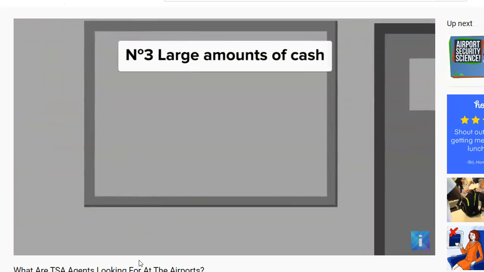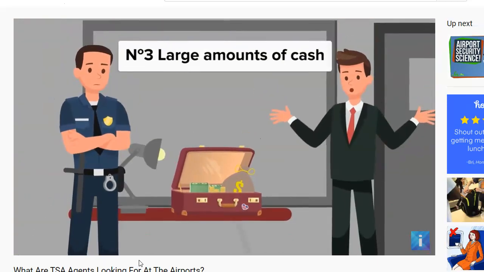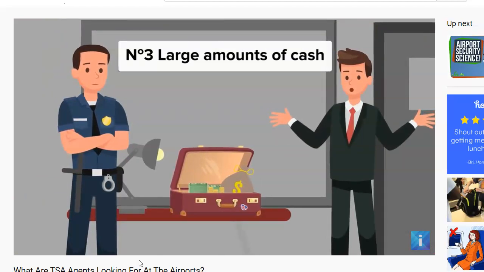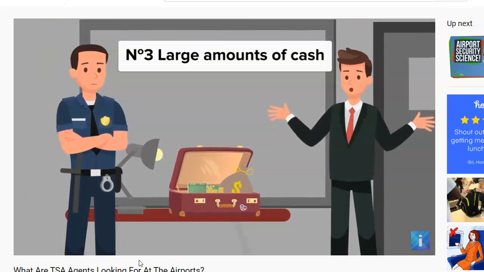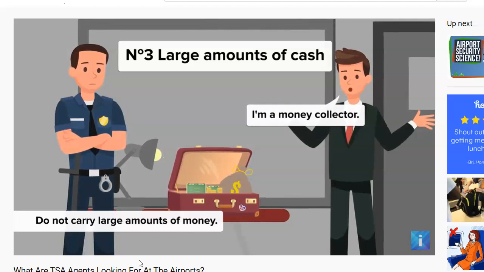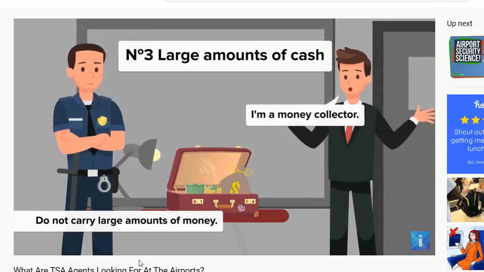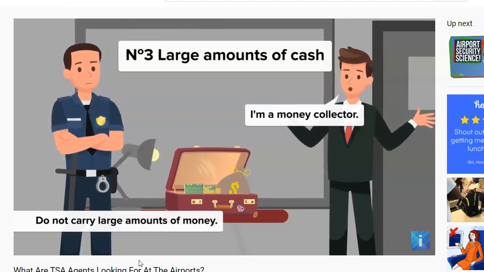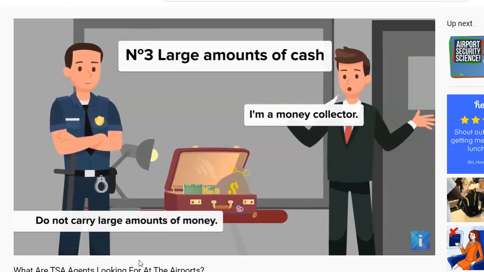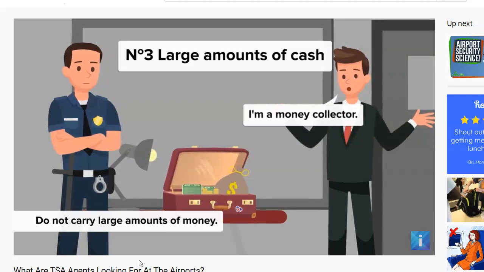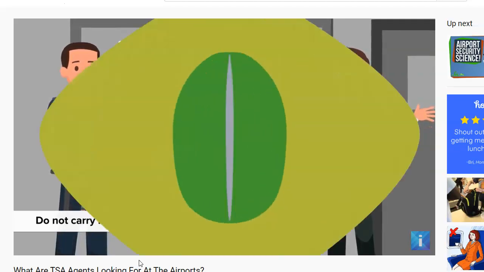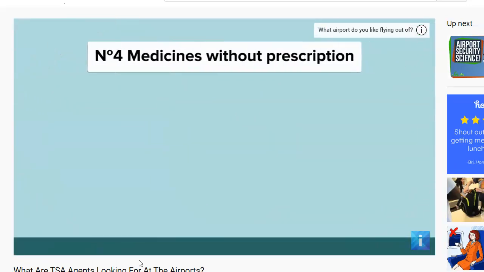Number 3, large amounts of cash. This is a red flag for the TSA. It's always a smart move to take only what you need for transit through airports. With technology as it is nowadays, you should never be too far away from an ATM machine. The folks who carry large wads of cash could well be connected with shady commerce, and the TSA are alert to those types.